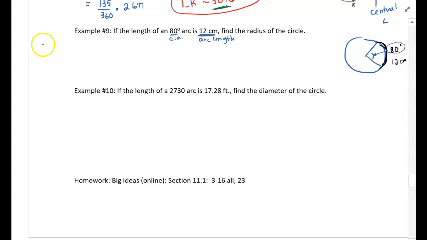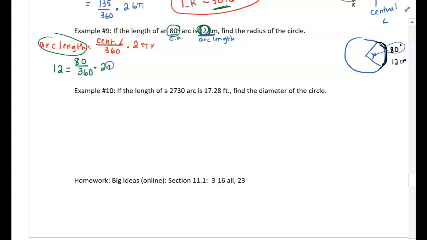So let me write out this formula. We know arc length is equal to the central angle over 360 times the circumference, which is 2 pi r. Now I'm going to plug in what we know to our appropriate places. The 12 is my arc length, so I'm going to plug that in right here. So I'd say 12 equals, well, 80 degrees is my central angle, so 80 over 360 times 2 pi, and I don't know my r. That's what I'm looking for.